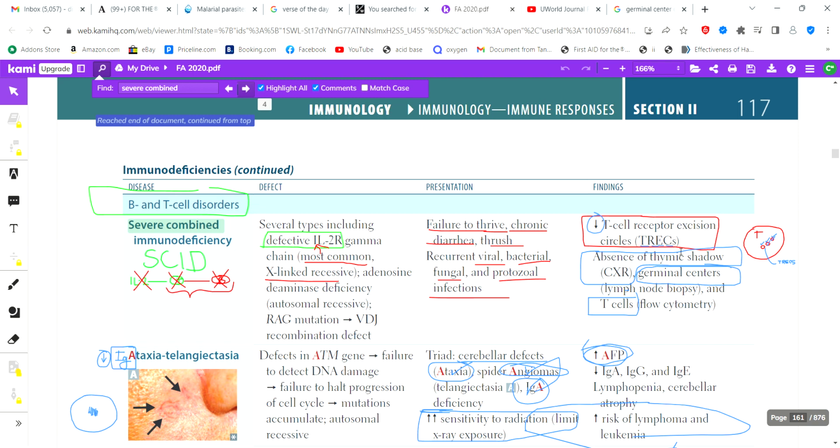TREC, T cell receptor excision circles. TRECs are normally found in working T cells, but if T cells are not working, they will not have TRECs. So basically in SCID there are no T cells, and that's why you'll have decreased T cell receptor excision circles, because there are no T cells. Alright? In somebody with SCID.